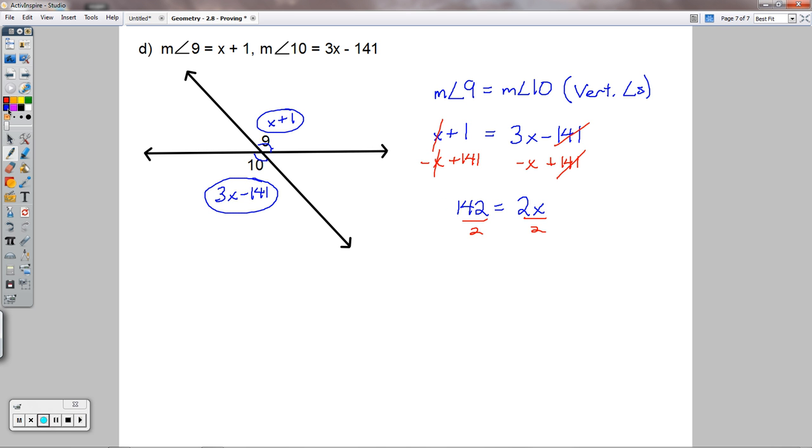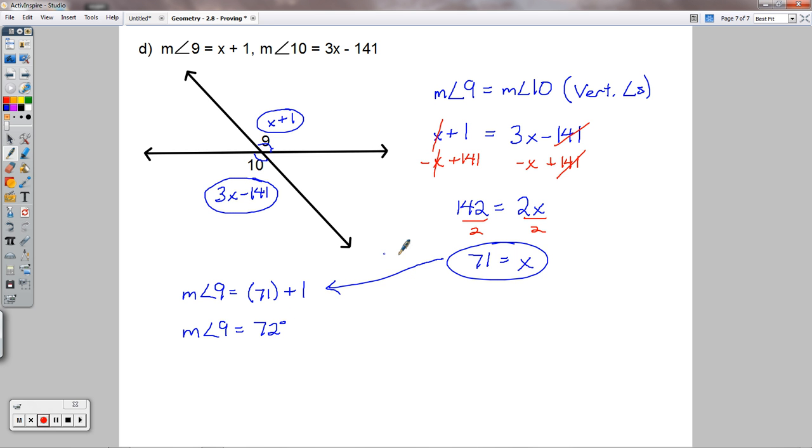This is not my final answer because I need to find the measure of the actual angles themselves, but this is a very important bit of information in order to be able to do that. So the measure of angle 9 is x plus 1. So I'm going to plug in 71 for x. 71 plus 1. That means the measure of angle 9 equals 72 degrees. I'm just plugging it in for what it equals.